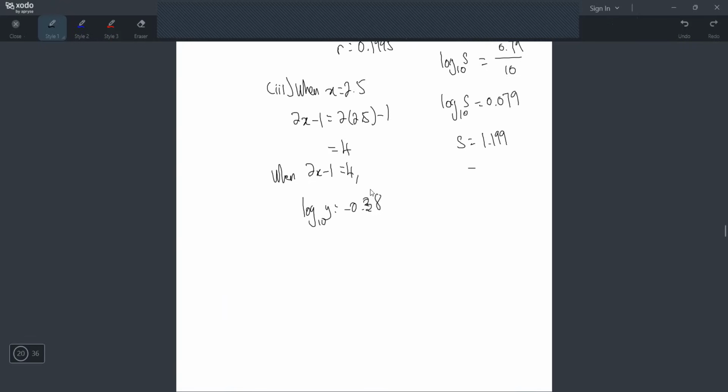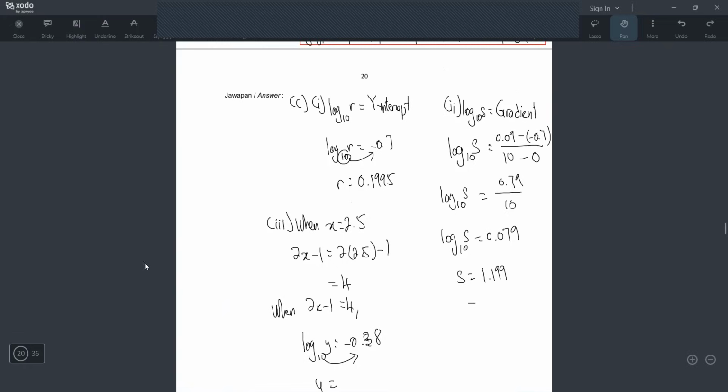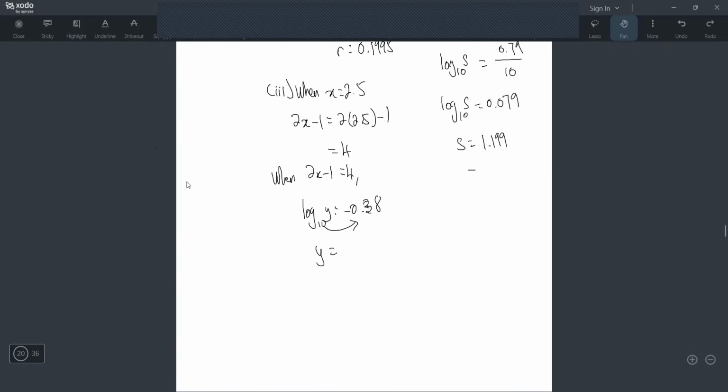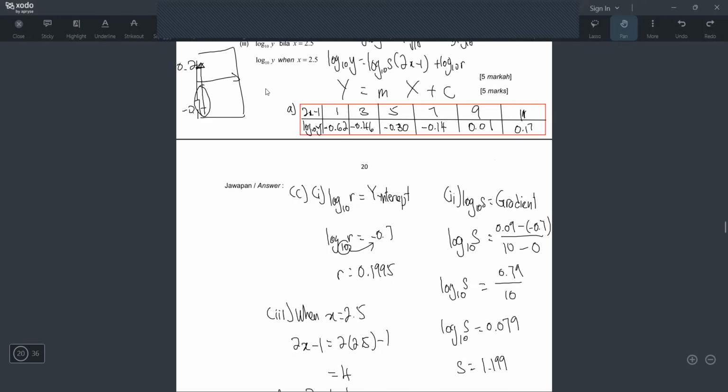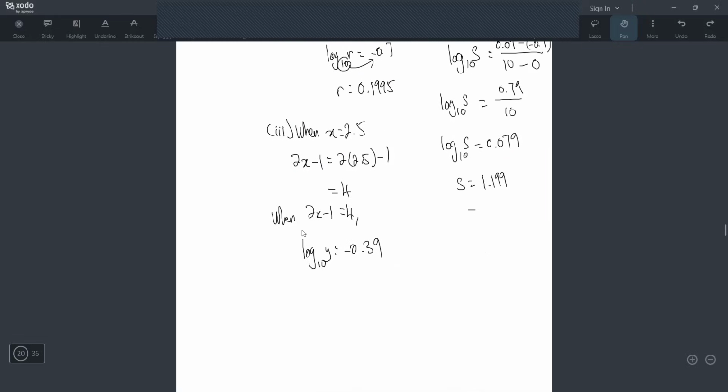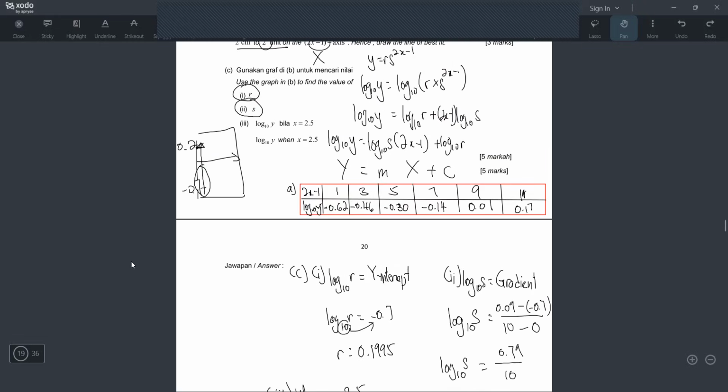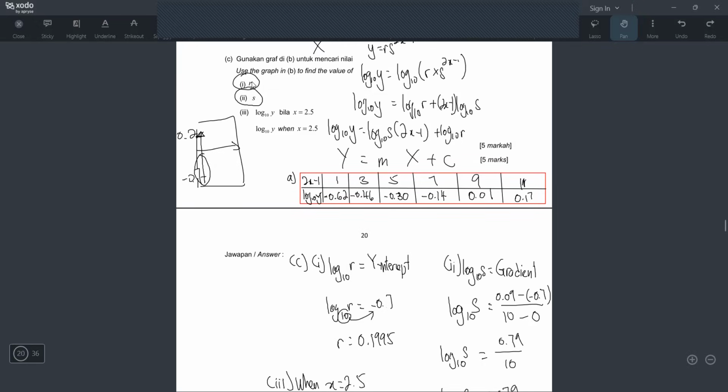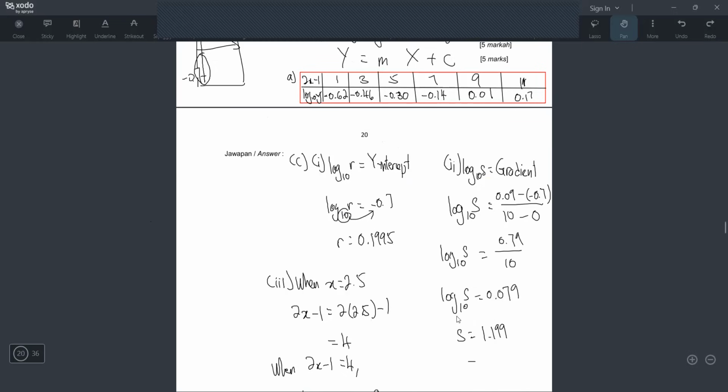So negative 0.38. Let me ask you one thing. Do I have to pindah the log base 10 to the other side? Do I have to do anti-log like just now? This question no need. Why no need? Baca soalan. What does the soalan say? Find the value of log y. So this is log y. That's why no need. But why just now did I need to do anti-log? Because just now they wanted to find r and s, bukan log r, log s. That is why the log kena pindah lah.